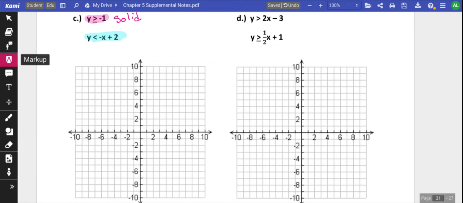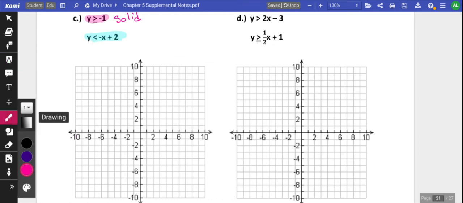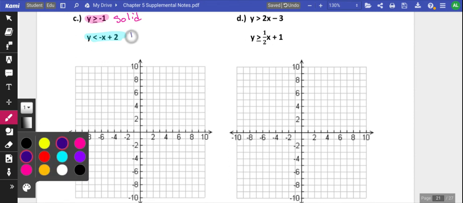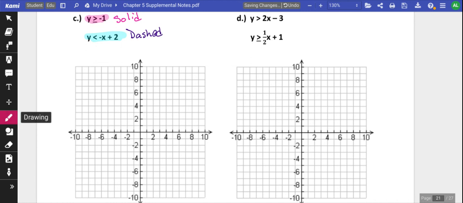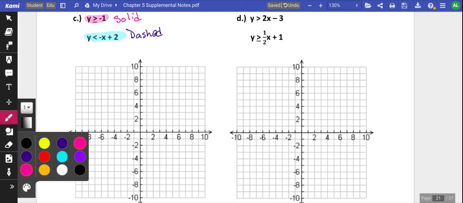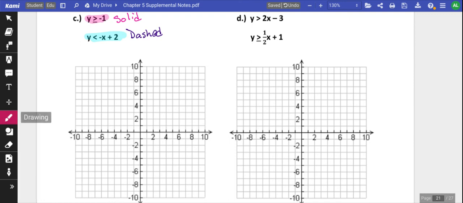I know that second one's going to be a dash line. I'm going to do that right away so I don't forget. That's one of the easiest things to forget because there are so many things you're thinking about, that dash line, solid line stuff. Don't forget to do that as you're thinking about your lines. Y is greater than or equal to -1 is just a horizontal line at -1, and it's a solid line.